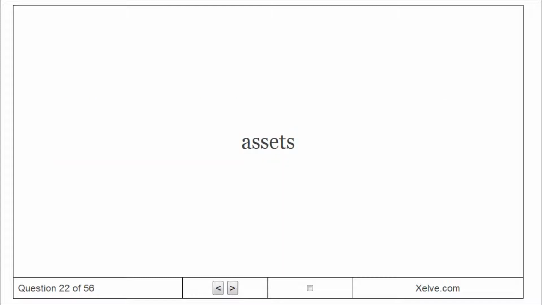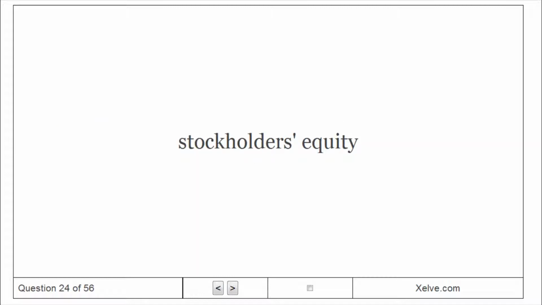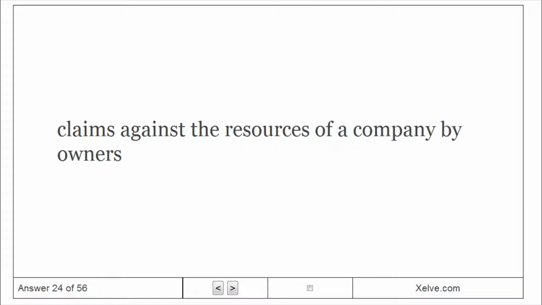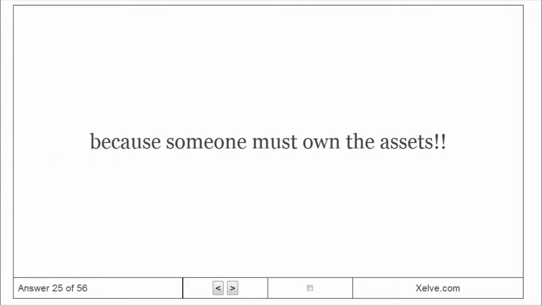Assets. Resources a business owns. Liabilities. Claims against the resources of a company by those to whom the company owes money. Stockholders' equity. Claims against the resources of a company by owners. Why must assets equal liabilities plus stockholders' equity? Because someone must own the assets.